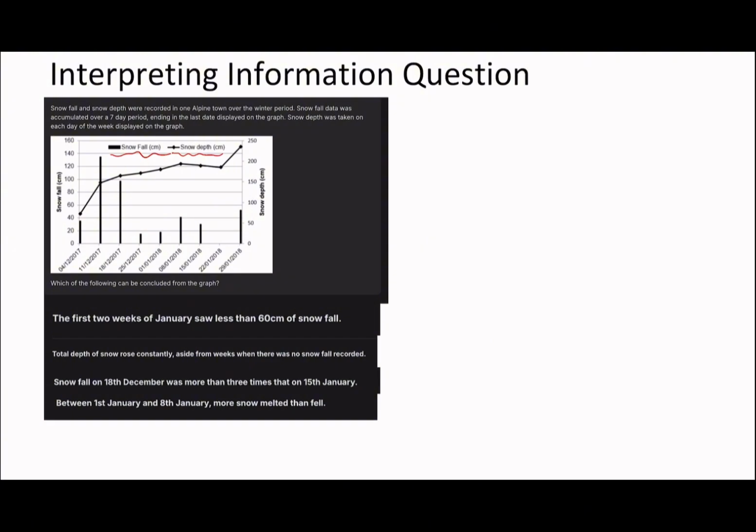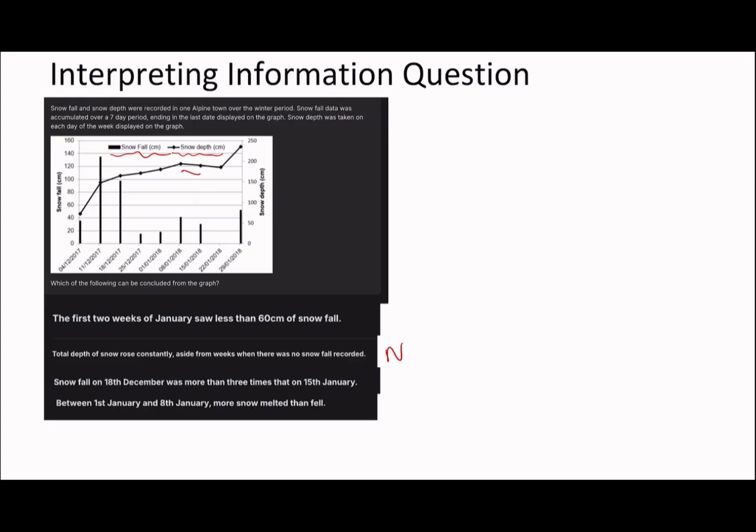It says total depth of snow rose constantly aside from weeks where there was no snowfall recorded. Well, I wouldn't say that's true because it dips down here, you see? So this one is going to be no. And this is one of the tactics that I've been employing recently in interpreting information, also in syllogisms: if there is a hard statement among the 5, you don't have to get fixated on it. Skip it, come back to it, move on.